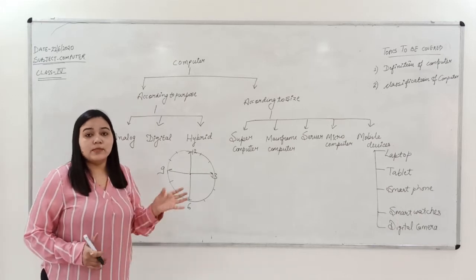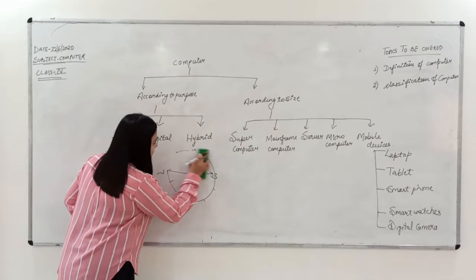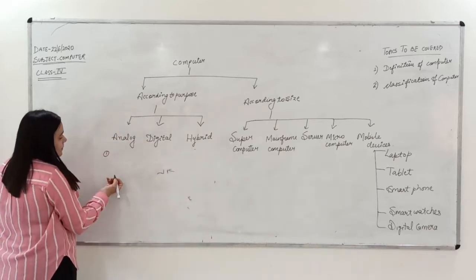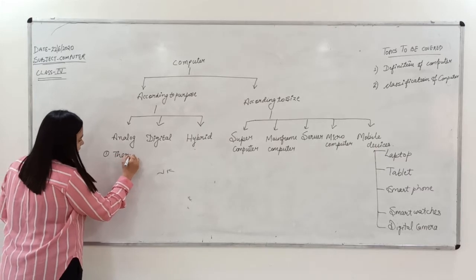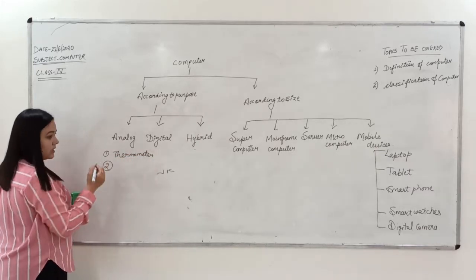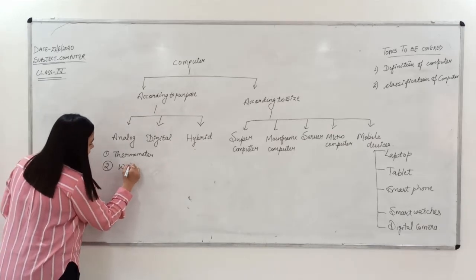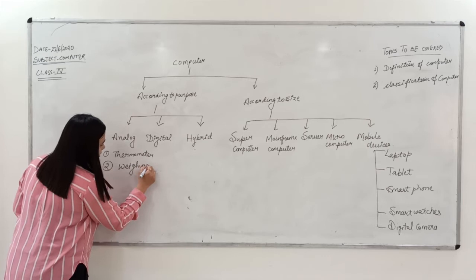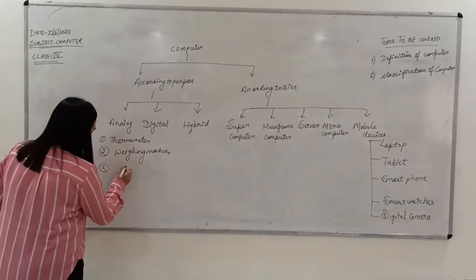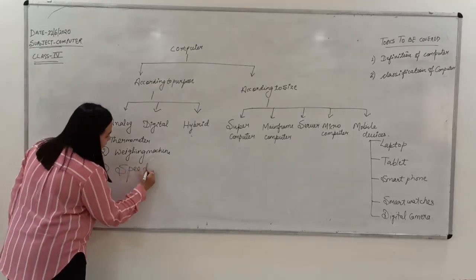And the various examples I have already given you. I will write it down for your convenience. The first example is a thermometer. The second example can be a weighing machine. The third example is the speedometer.